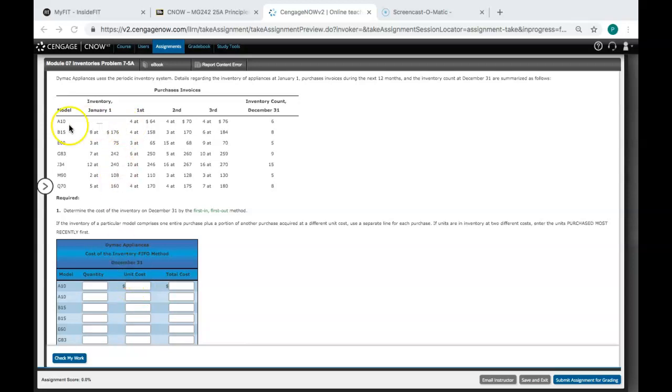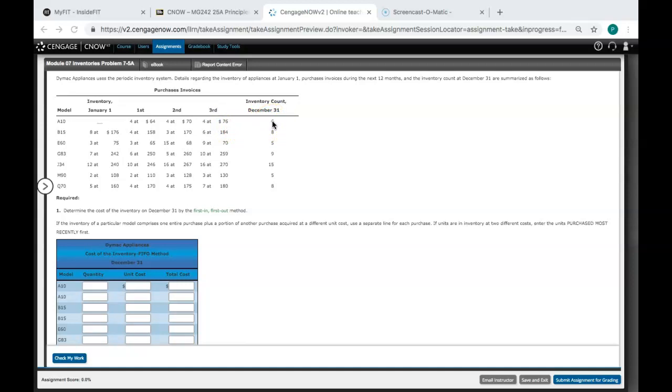So now let's take a look at this one. We're looking at A10. There's nothing on January 1st, but their first purchase is 4 units at 64. The second is 4 at 70, and the third is 4 at 76. Now, at the end of the period, there are 6 left over.